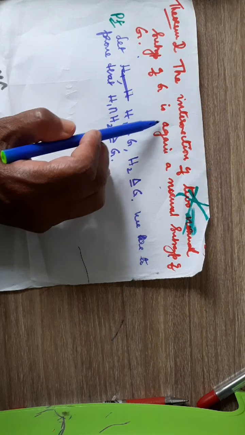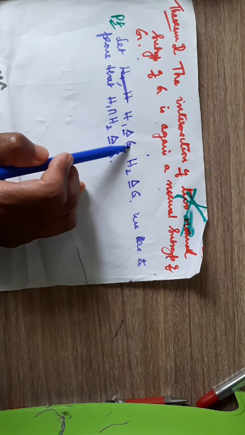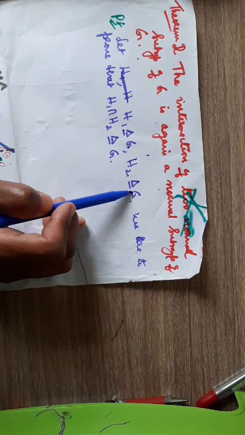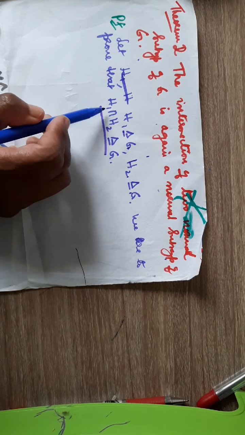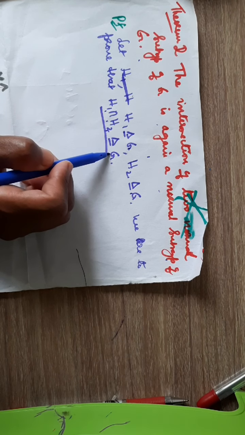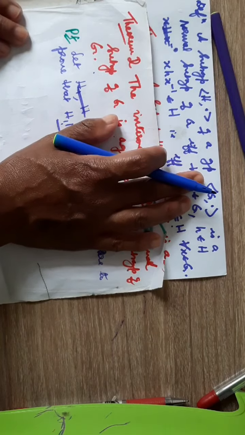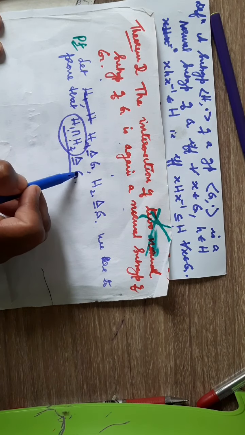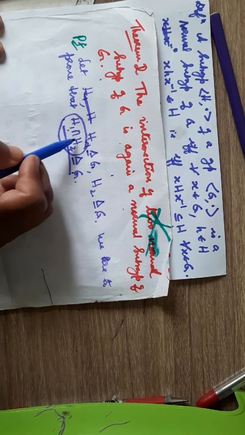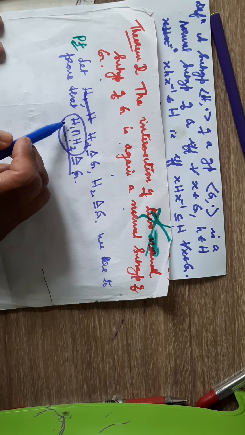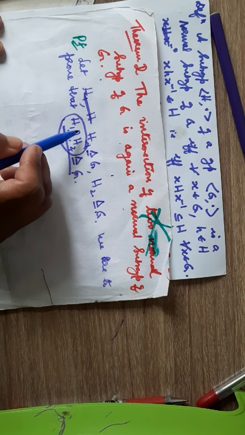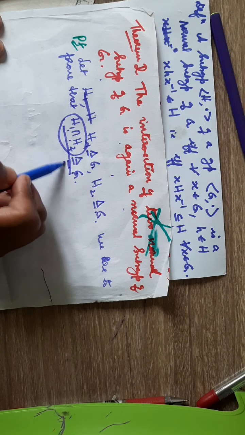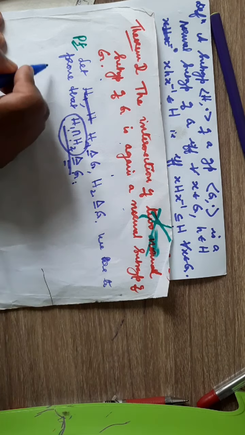That means if H1 is a normal subgroup of G and H2 is a normal subgroup of G, then we need to show that H1 intersection H2 is a normal subgroup of G. For this we have to use the definition of a normal subgroup. Consider this as a single H. If I can show that for every x in G and for every h belonging to H1 intersection H2, x h x inverse belongs to H1 intersection H2, then I can conclude that it is a normal subgroup of G.